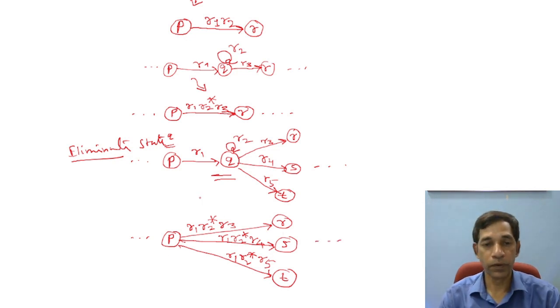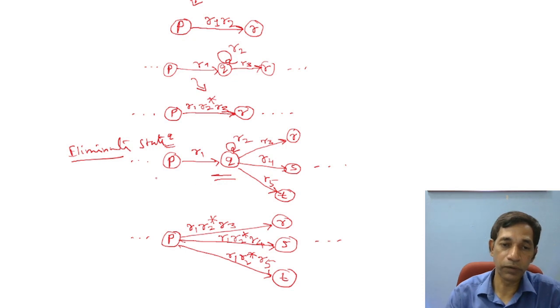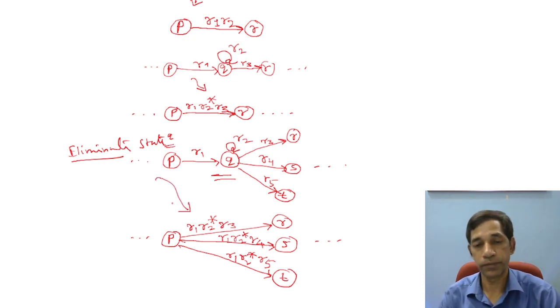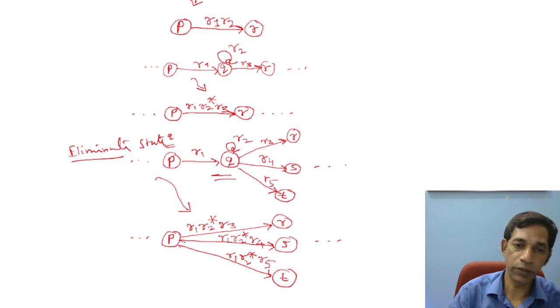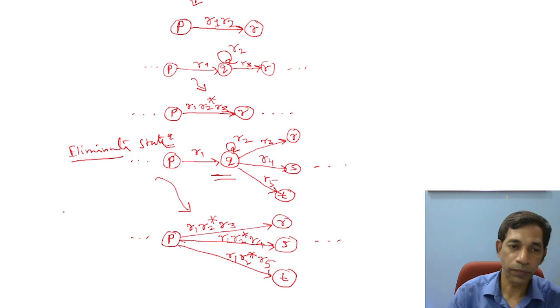So this is the situation. Once you eliminate the state q, you are having the situation like this. This is the way you can eliminate the state. What you are going to do is eliminate the states one by one for obtaining the regular expression. So you have to eliminate the states of the FA one by one till only two states remain: one is the initial state and the other one is the final state.